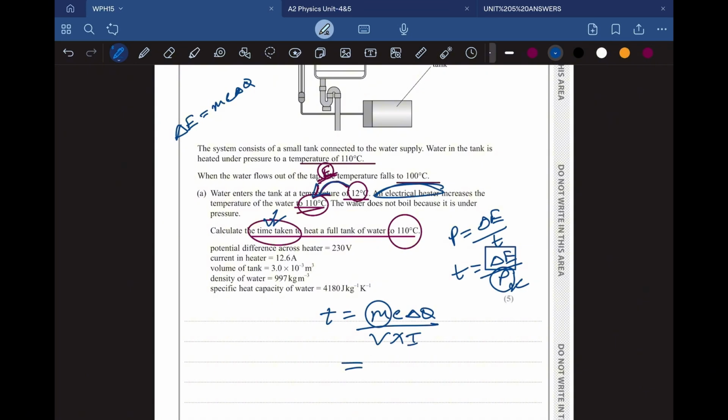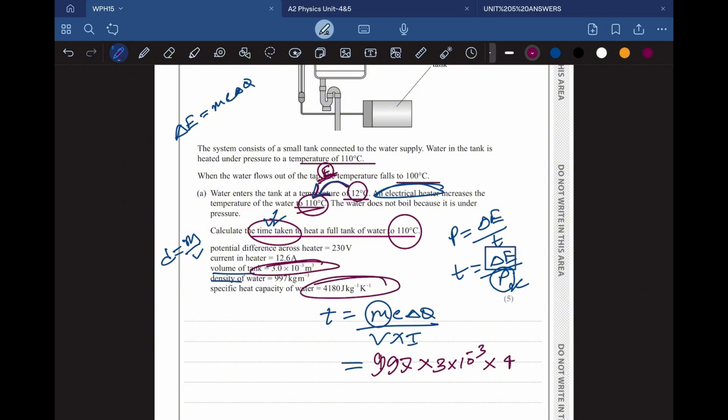They didn't give us the mass directly, they have given us the density and the volume. So we know density is equal to mass by volume, and mass is equal to density into volume. So density will be right here, 997, multiplied by the volume, which is 3 into 10 to the power minus 3, multiplied by the c, which is the specific heat capacity. We know our specific heat capacity is 4180, that they have given us, multiplied by the del theta, and we know the del theta is 110 degrees Celsius from 12, right? 110 minus 12, so we can write it like that.